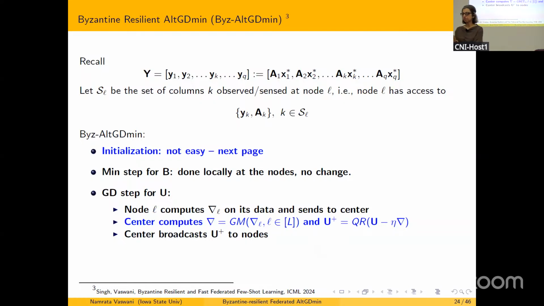That's another free advantage of AltGDmin. If you're working in Byzantine resilience, you can apply Byzantine-resilient literature here. If you care about straggler resilience, which is what a lot of information theory people worry about, same idea: straggler-resilient approaches designed for gradient descent will directly apply here.